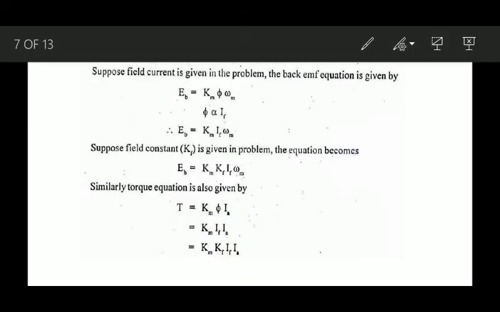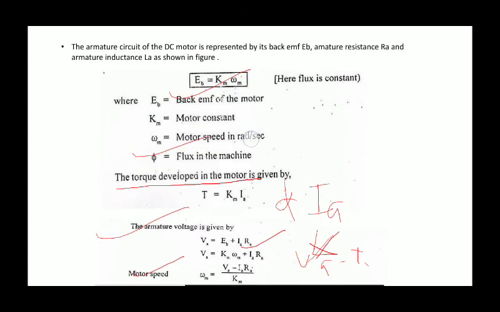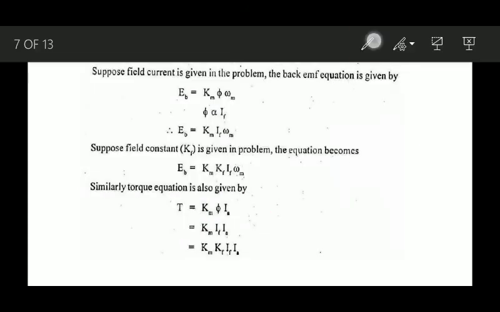Eb is equal to Km phi omega m, and phi is directly proportional to IF. So back EMF is proportional to IF into omega m. By this you can see the torque can be controlled by controlling the armature current and field current. So we can control any machine.